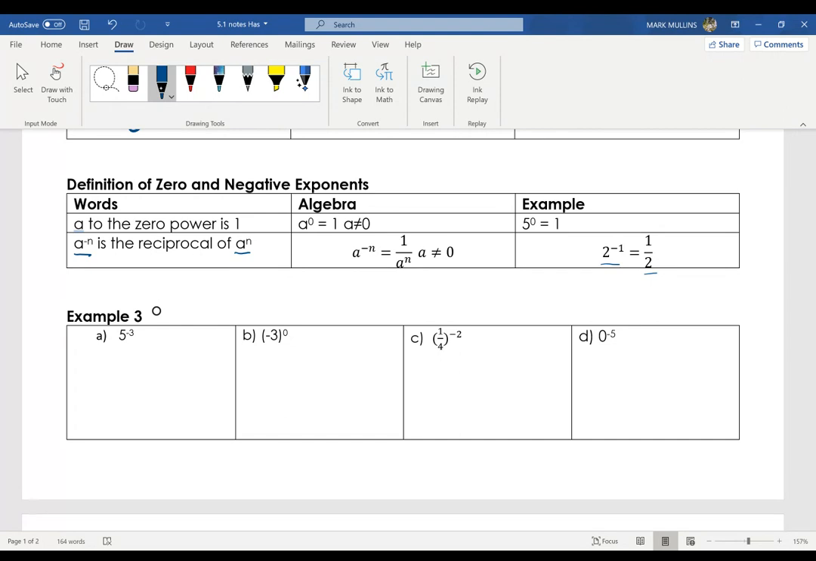So 5 to the negative third power means 1 divided by 5 to the third. So I've taken a reciprocal. And then 5 to the third would be 125.